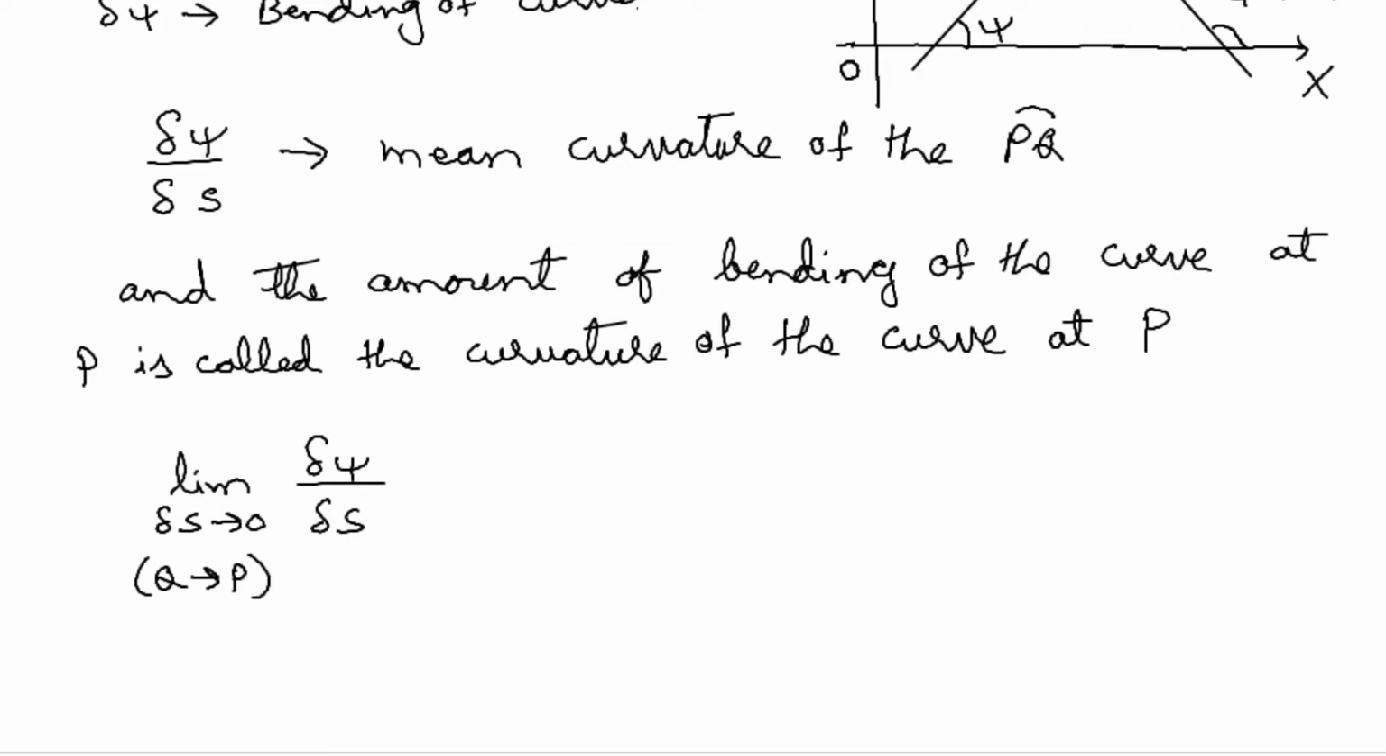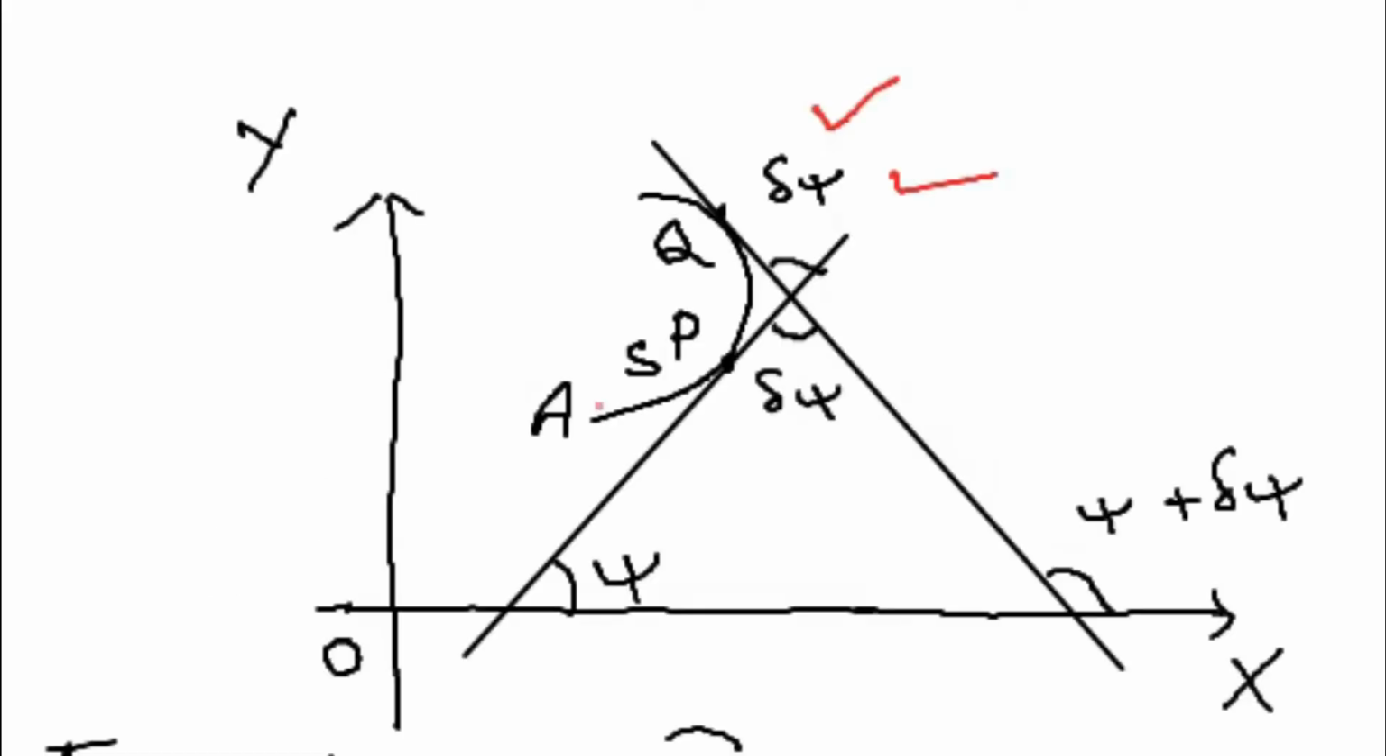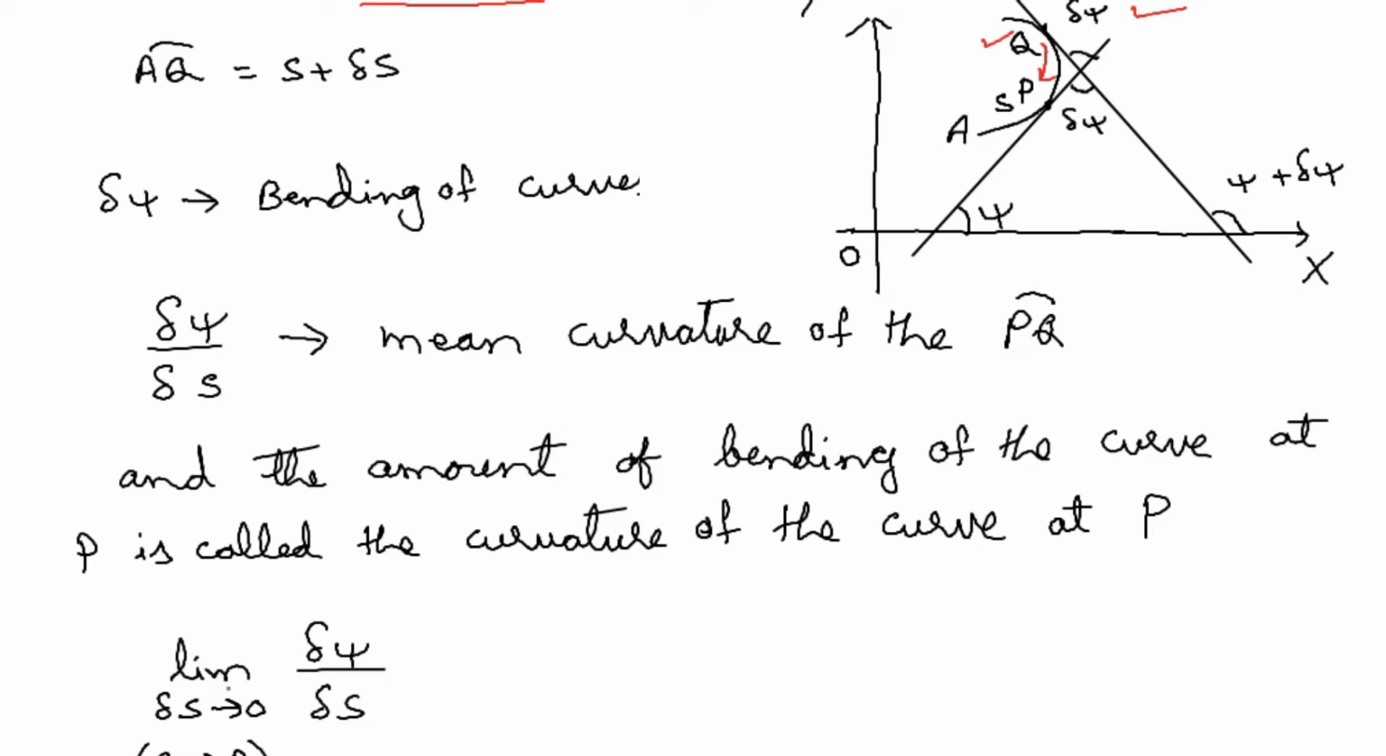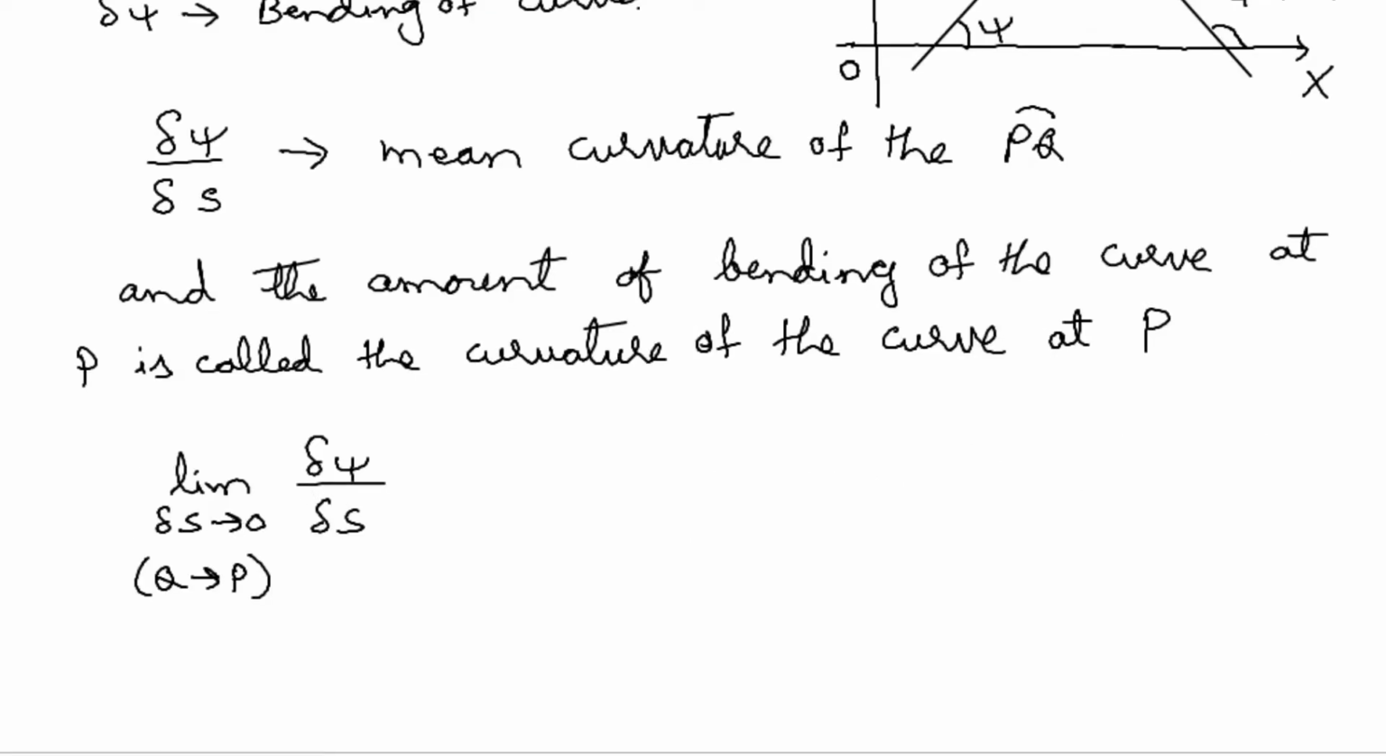As the point Q approaches the point P, as it comes closer and closer to the point P, the amount of bending of the curve will reduce, which means that this delta S, the distance between P and Q, will reduce. So delta S tends to 0 means the distance between P and Q reduces when Q approaches P. In that case we can write this limit value to be equal to d psi by ds.